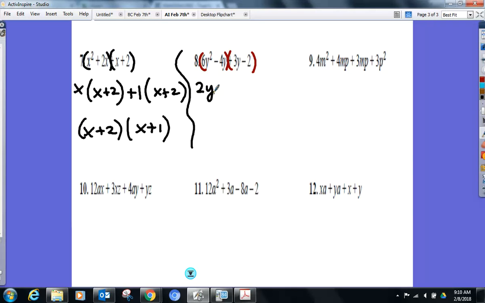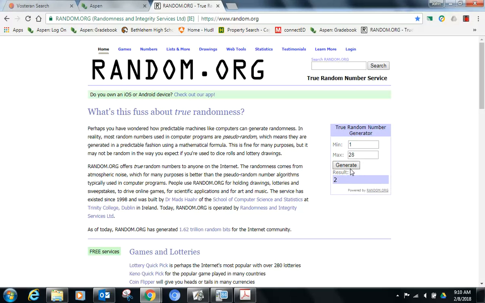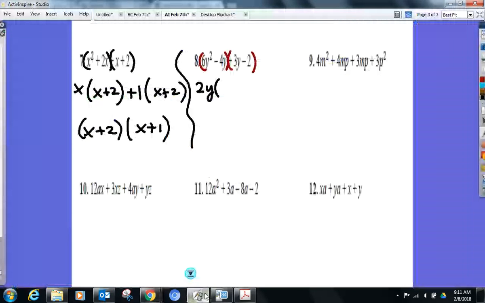Everyone's all right with that first one? If you take out a 2y, what's left? Remember, I took out 2, so 4 divided by 2 is 2, and what did I just take out? That y. Okay, so I'm done. Anything you can take from a 3y minus 2? Okay, yes, you can. You can take out a 1. So take it out, because watch what happens when you take it out. When you take out a 1, you don't change anything. And what's left? 3y. That's what I needed, right?